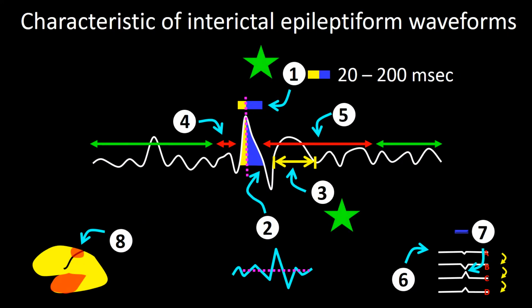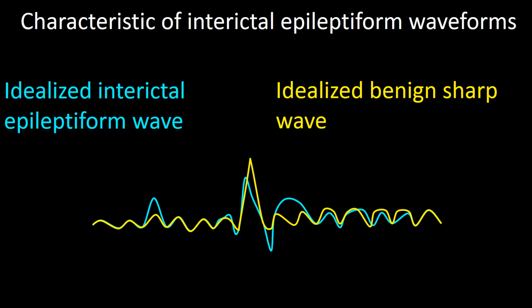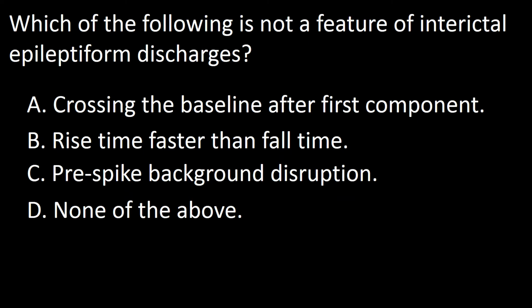Peter Gloor, a famous neurophysiologist, believed that parameters 1 and 3 are most reliable in distinguishing epileptiform activity from non-epileptiform activity, and that at the time of making a decision, they should weigh more in the process than any other parameter. In this frame, I am representing an ictal epileptiform wave in magenta and a benign sharp wave in yellow, so you can see the overall difference between them. So the answer to this question is D.